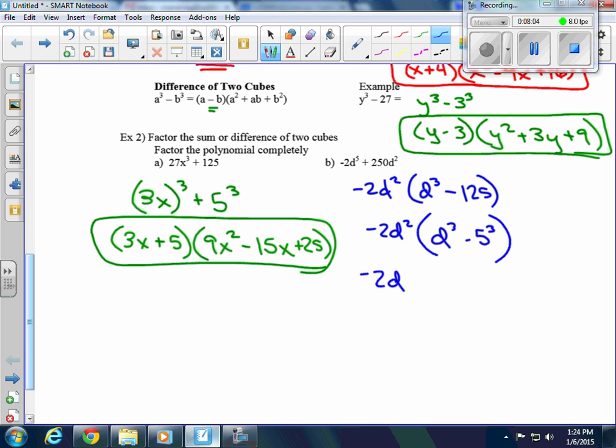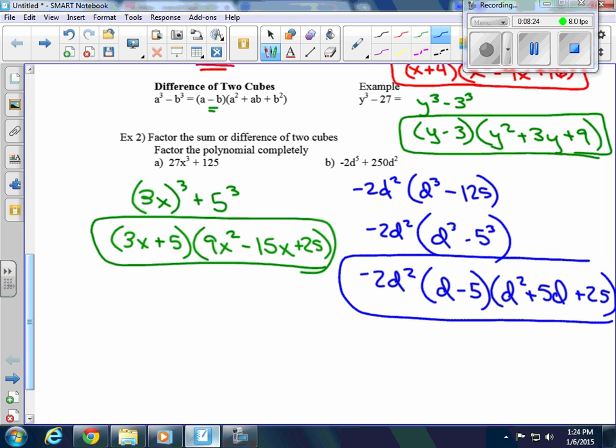Negative 2d squared is what we took out. And this is going to be d minus 5, and then d squared plus 5d plus 25. So here is our answer to B.